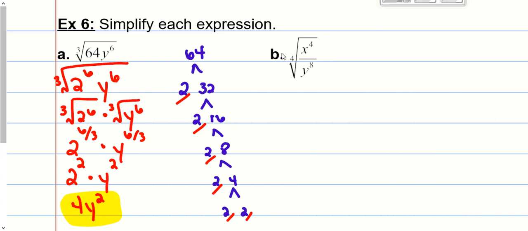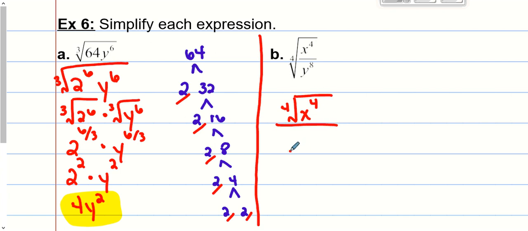So now B, let's try that one. We'll draw a line down here to separate these. There we go. So if I have the 4th root of x to the 4th divided by the 4th root of y to the 8th, let's separate that. Now let's rewrite this as a fraction, and since we're dealing with fractions, I'm going to use a different color so we don't get lost.